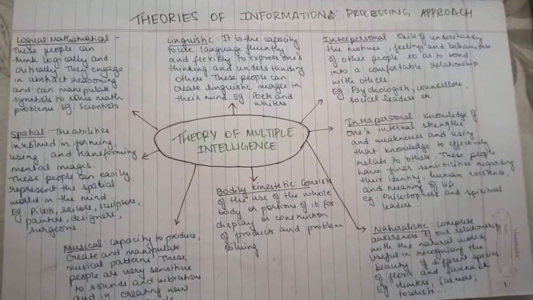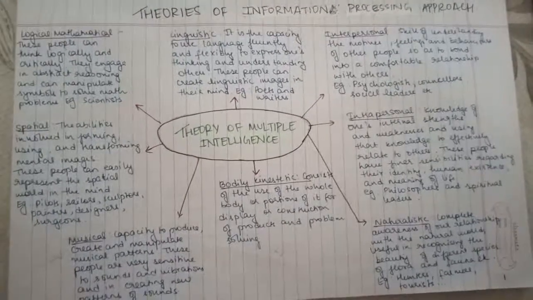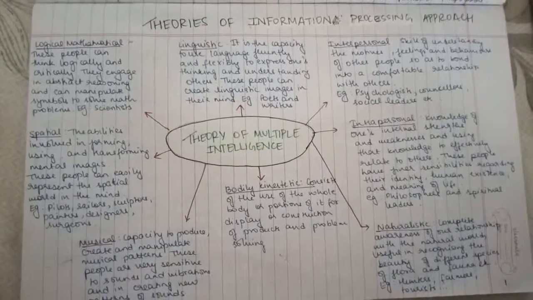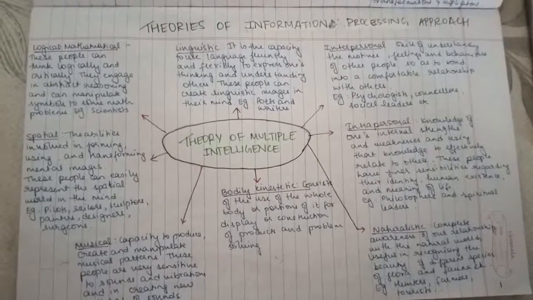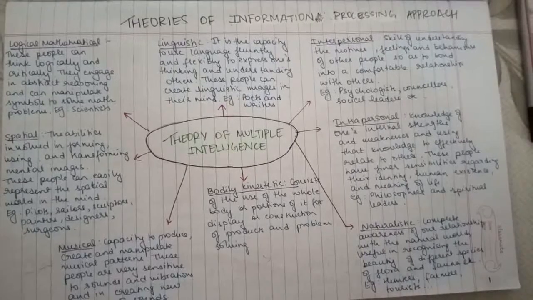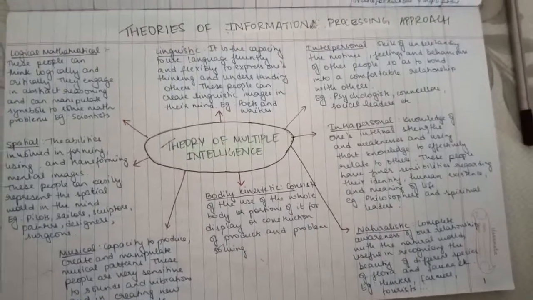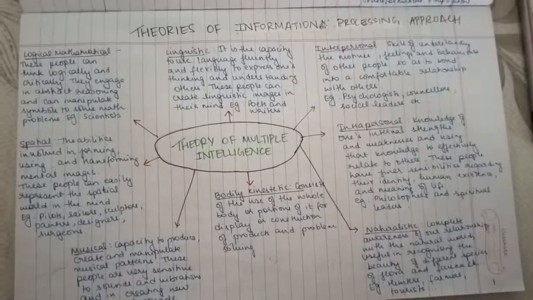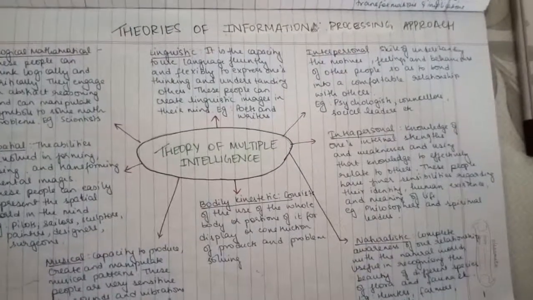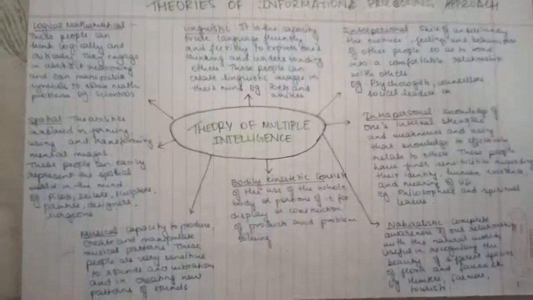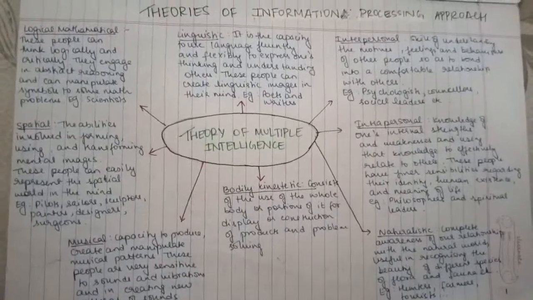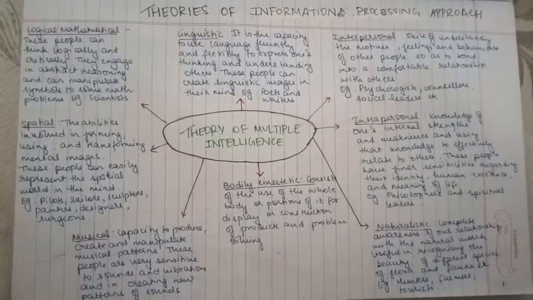Coming to spatial, the ability involved in forming, using, and transforming mental images. Now, you might have seen pilots, sailors, sculptors, designers, architects, surgeons, all of these. They have good spatial intelligence. They can easily form and use images, they can differentiate between one kind of design and another. They can design a lot of things. It's very nice, it's very creative, this field, spatial intelligence. So these are the theories of multiple intelligences.